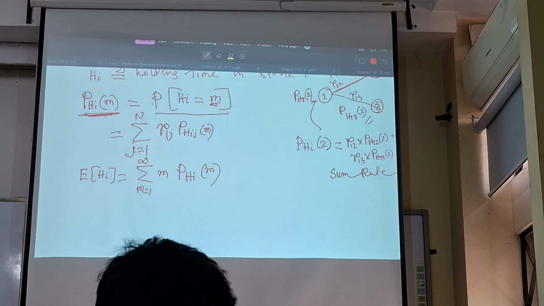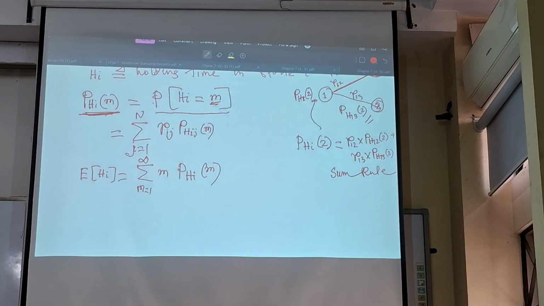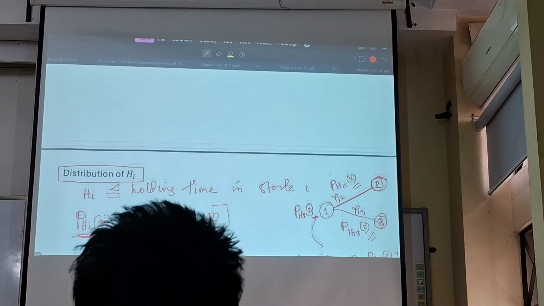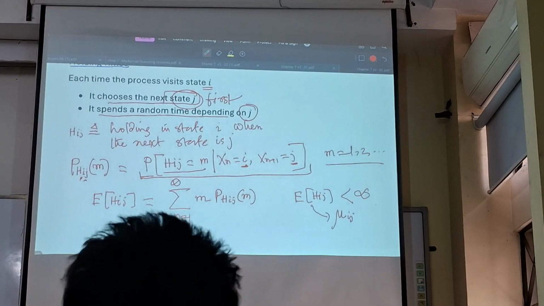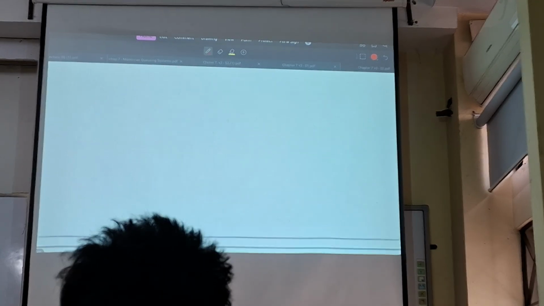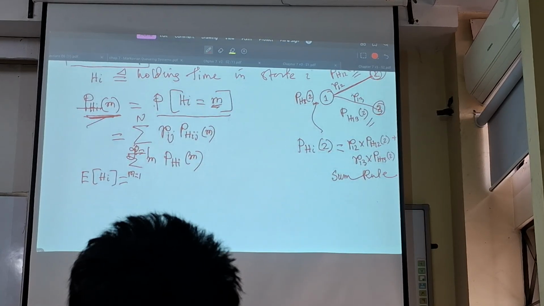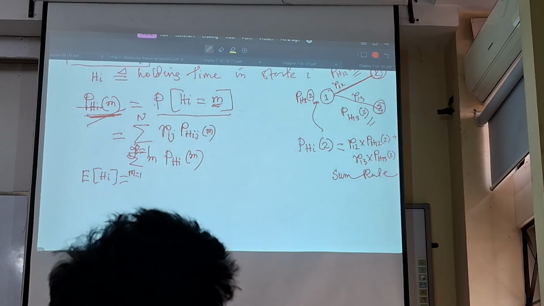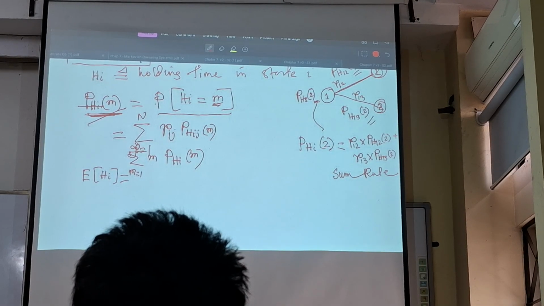Now it's a two-step process. What is the two-step? In the first step, you have to calculate the PMF. Then in the second step, you have to calculate the expected value.